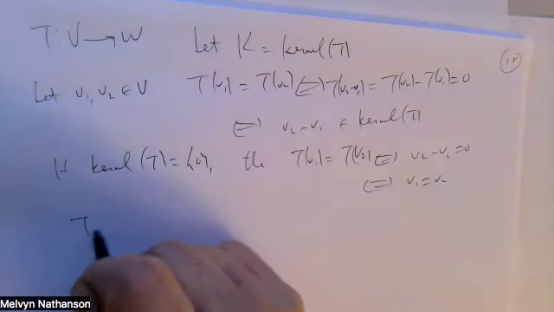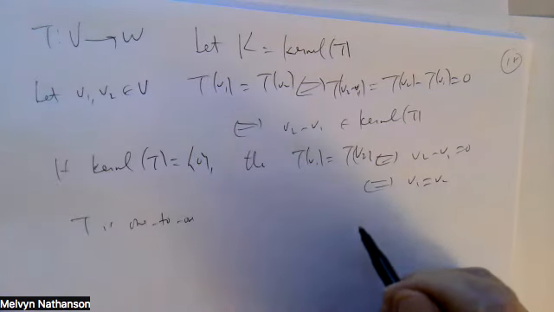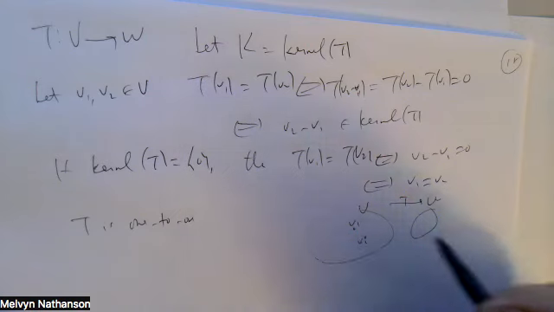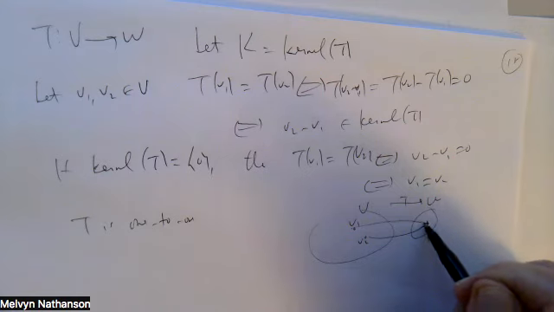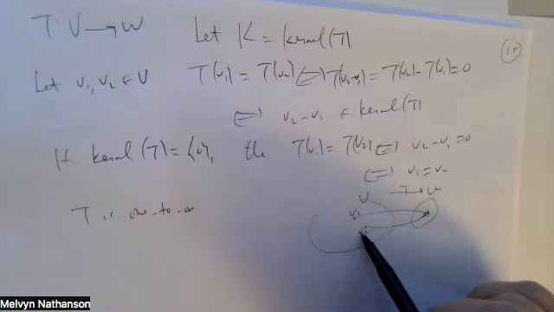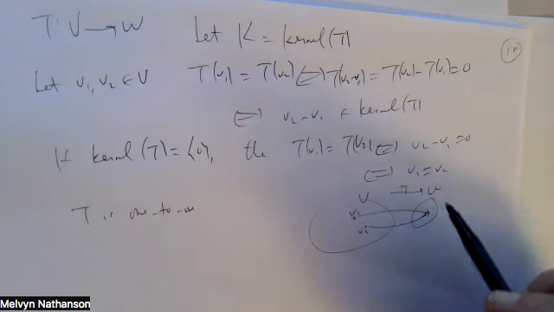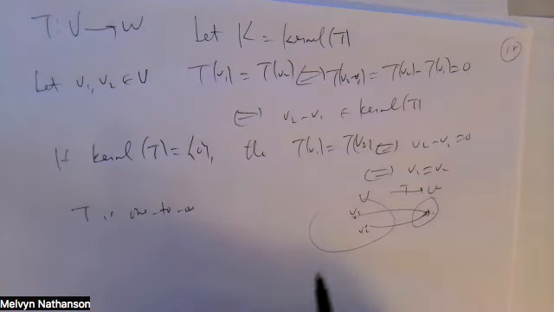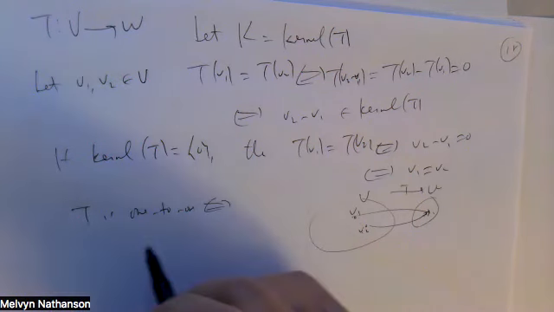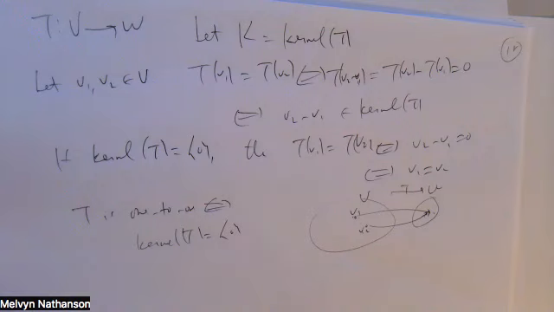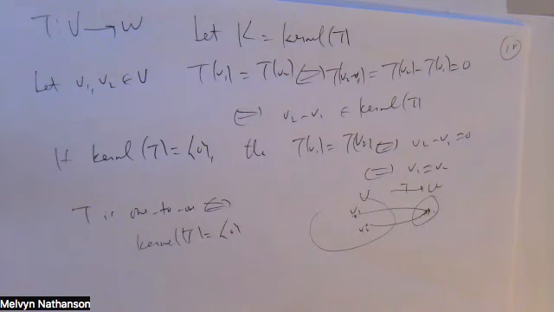So such a function is called one-to-one. T is one-to-one in this case. What this means is, here is V, here is W. T is mapping from V to W. V1 and V2 are two vectors in V. If they get mapped to exactly the same point, then in fact they have to be the same vector. So if the kernel of T is zero, then any two different vectors must be mapped to two different vectors in W. That's not the case if the kernel of T is non-zero, because in that case, there's some vector in the kernel of T different from zero, and it as well as zero gets mapped to zero. So a function that maps different elements to different elements is called one-to-one. So we have a theorem that says T is one-to-one if and only if the kernel of T consists of just the zero vector. So that is a useful fact about linear transformations.